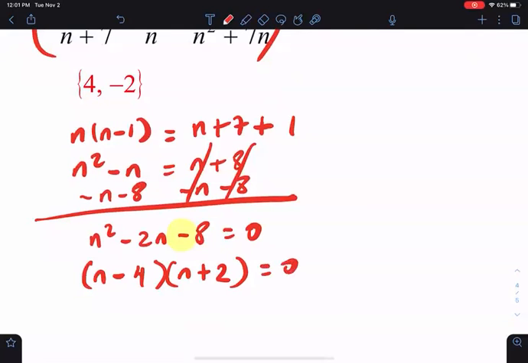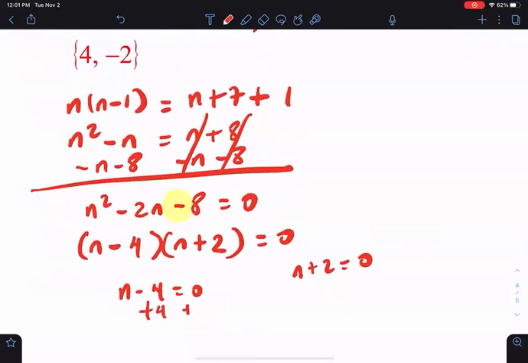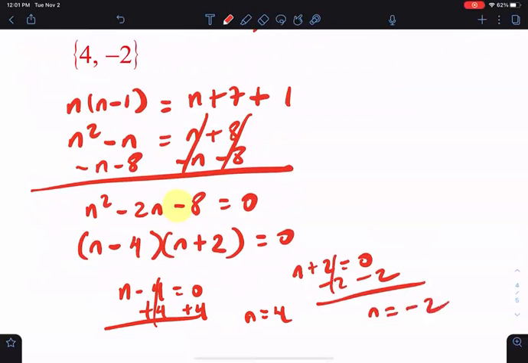So the answer for this problem is n minus 4 equals 0. N plus 2 equals 0. And you solve for n. So this is going to be plus 4 on both sides. N equals 4. And this is negative 2 on both sides. N equals negative 2. And that's your answers, right? So 4 and negative 2.